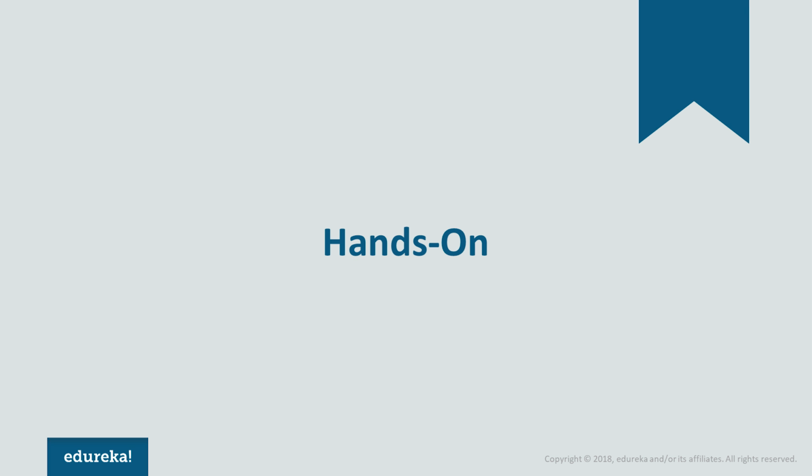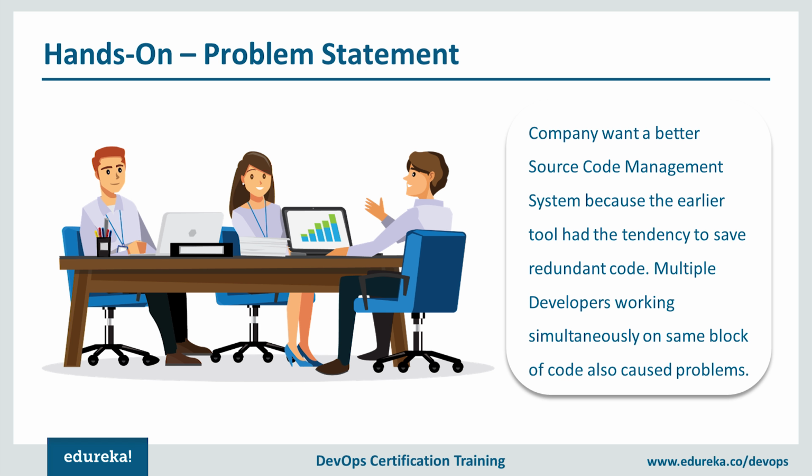So now that I've told you so much about version control systems, Git, and different operations in Git, let's move on to a hands-on part where we'll be performing all these operations. We have a company where 3 developers are working. Now, they want their company to have better source code management. Whenever I say source code management, I'm referring to the version control system.